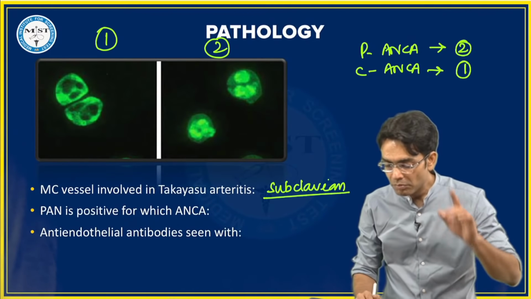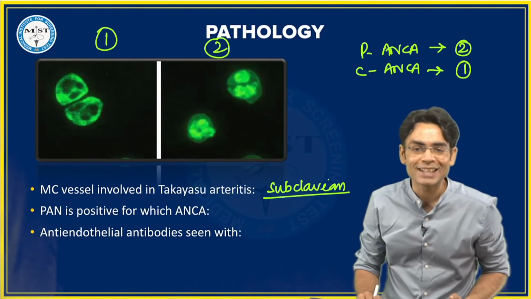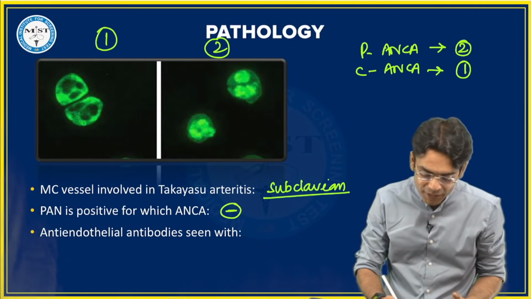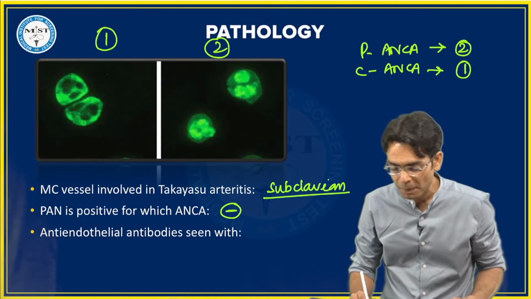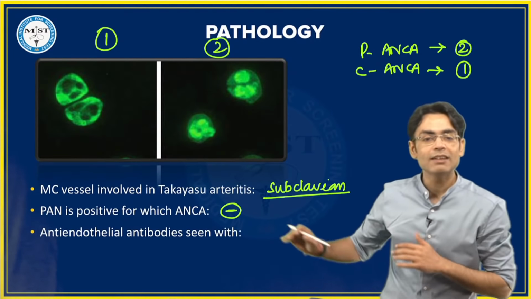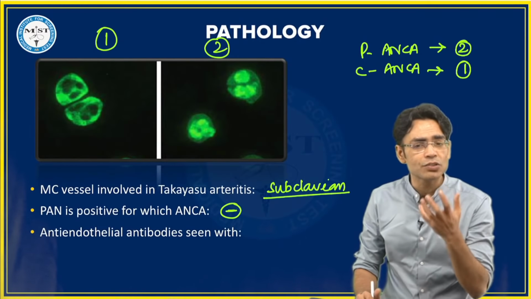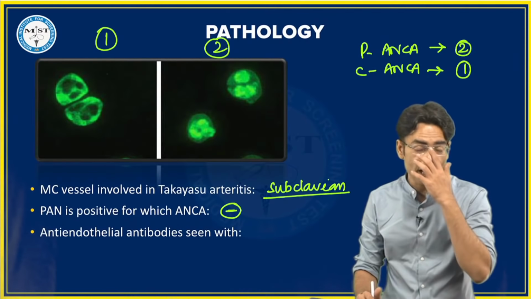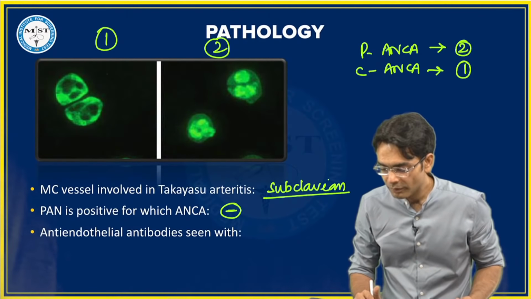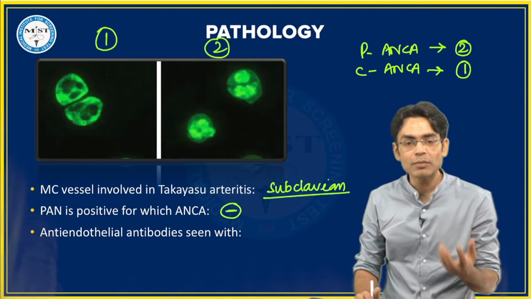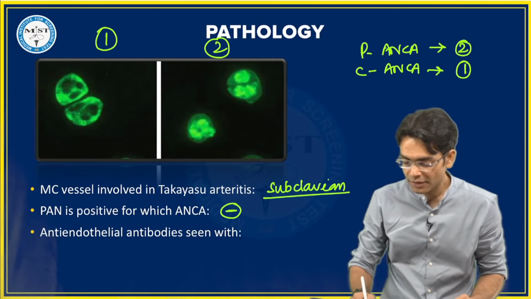PAN. Beta, PAN is not positive for any ANCA. Okay, it is not positive for any ANCA. PAN doesn't have ANCA. Okay. Then anti-endothelial antibodies. Beta, this disease is seen in a child, and we have anti-endothelial antibodies. Tell me, anti-endothelial antibodies in which disease? Where do you see this?